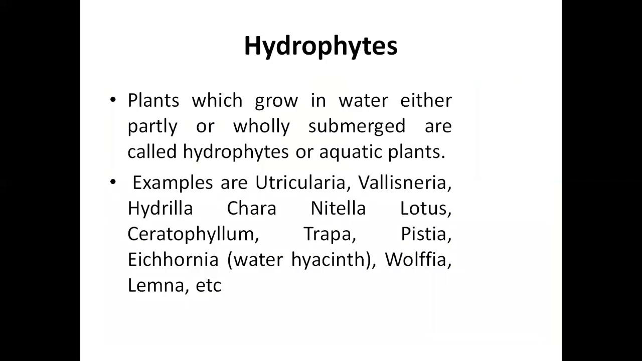So the plants which grow in water, either partly or wholly submerged, are called hydrophytes or aquatic plants. They might be fully submerged or partially submerged. Examples are Utricularia, Vallisneria, Hydrilla, Chara, Nitella, Lotus, Ceratophyllum, Trapa, Pistia, Eichhornia, Wolffia, Lemna, etc.